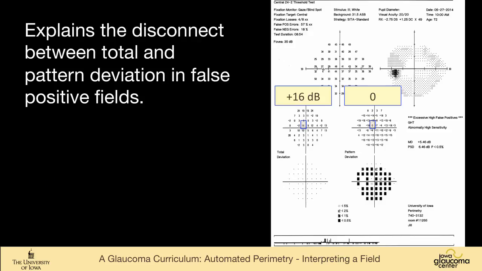And this explains that disconnect that we see in false positives, because now the seventh most sensitive point that is set at 0 is actually 16 decibels above normal for age. So anything that doesn't make that ridiculously high cut is considered to be depressed for pattern deviation. And again, you see this white area here that should always make you think of false positivity, 57% false positives, and this disconnect: normal total deviation, abnormal pattern deviation.